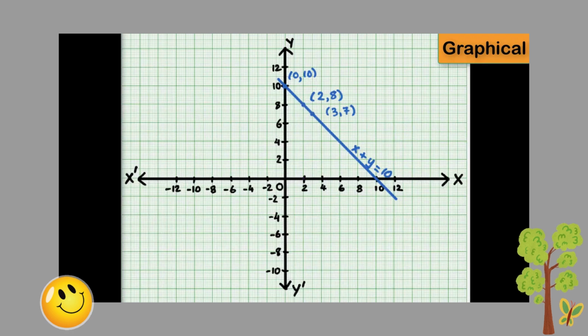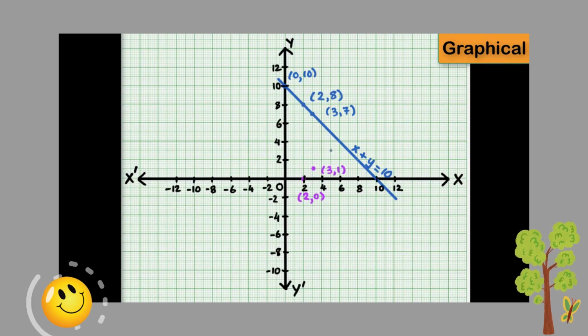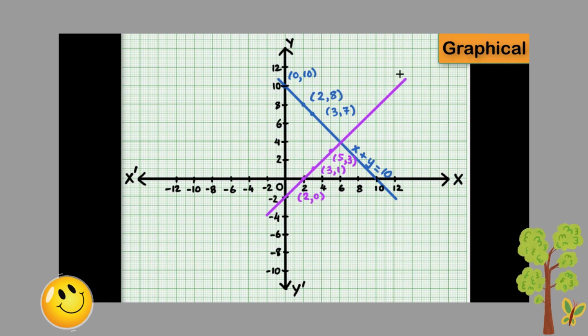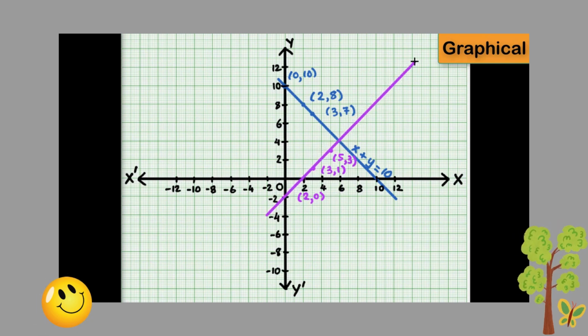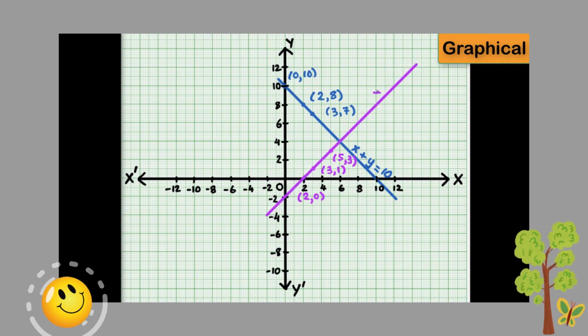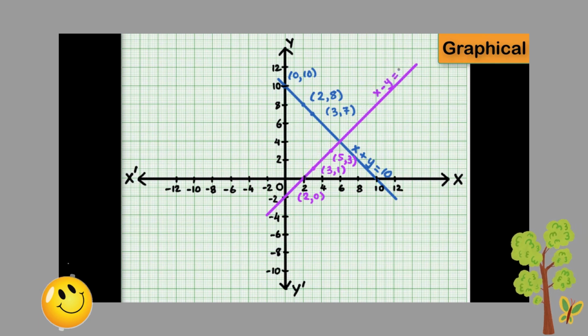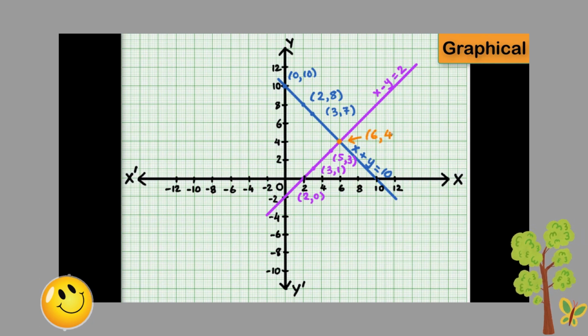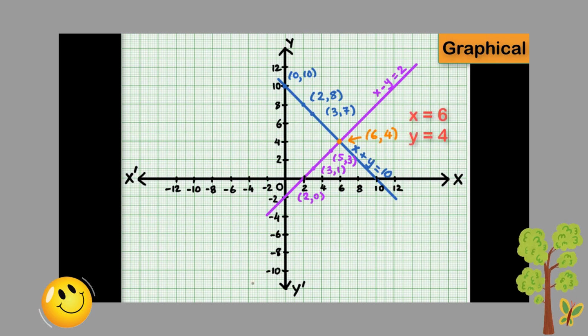Now let's plot these 3 points on the same graph. Once again, we'll join the points and extend them both ways. So we get the graph of the equation x minus y equal to 2, which is the straight line here. Now mark the point of intersection of the two lines, and here it is 6 comma 4. So the solution is x equal to 6 and y equal to 4.